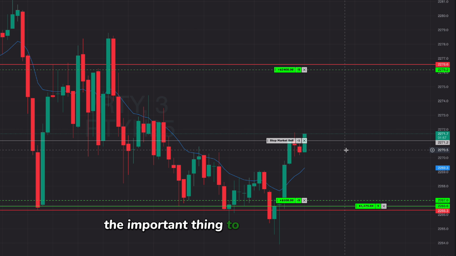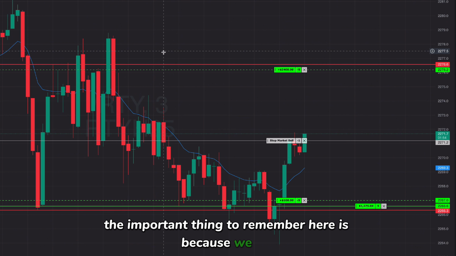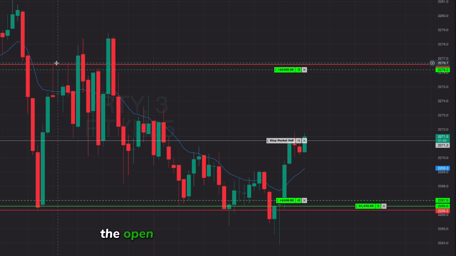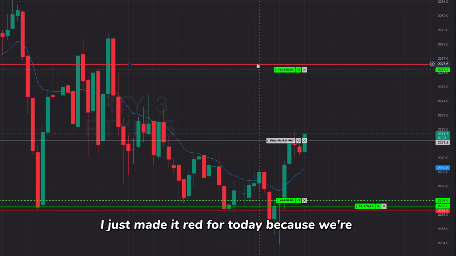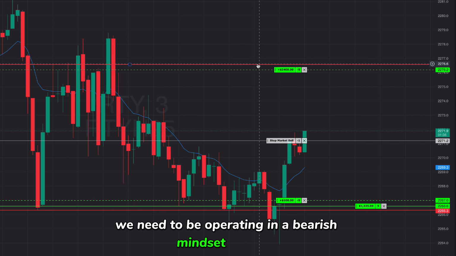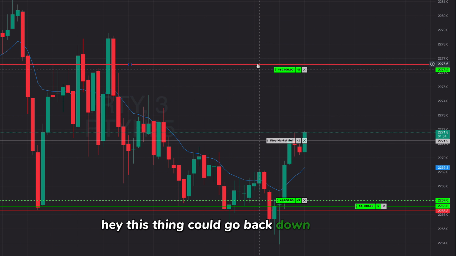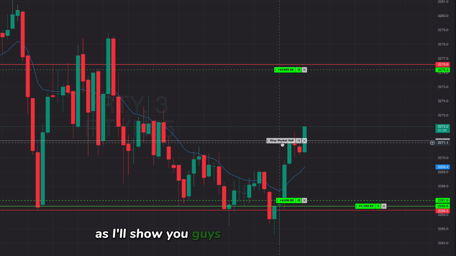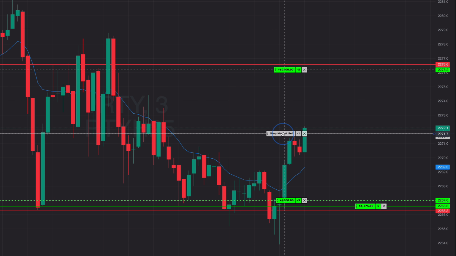The important thing to remember here is because we're trading below the open price for the session here at 9:30, normally that's the blue line. I just made it red for today. Because we're below, we need to be operating in a bearish mindset, thinking, hey, this thing could go back down at any minute. IWM doesn't like to mean revert very often, as I'll show you guys in the daily stats video coming up in 30 seconds.